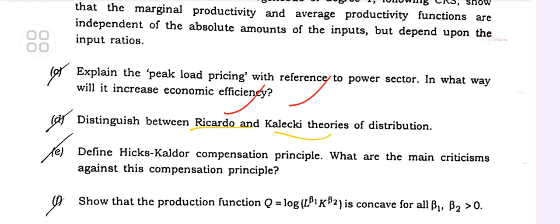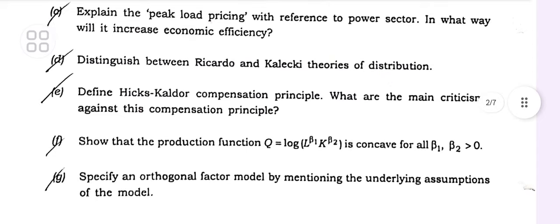Okay, now coming to the eighth question, define the Hicks-Kaldor compensation principle. What are the main criticisms against this compensation principle? So what is that? Hicks-Kaldor compensation. What is that? The Hicks-Kaldor compensation principle is a criterion used in welfare economics to evaluate whether an economic change or policy improves overall social welfare. This principle is rooted in the idea of potential Pareto improvement.